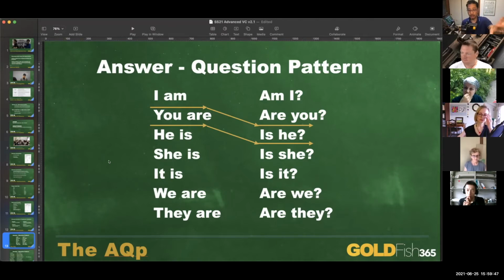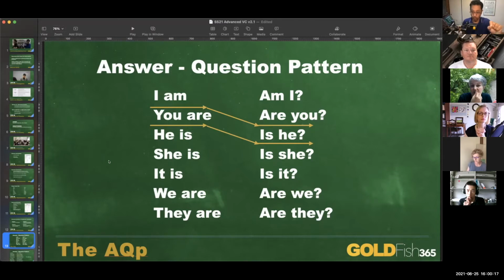The question itself is listed on the right-hand side, but the way that I do my AQP is that the question and the answer use different subjects. And if you follow that yellow line, the first person, as I said in the video, begins with I, and then uses the next subject in order to create the question. So it would be I am, are you? The answer to that question, are you, is not I am. This is a drill. This is a practice.